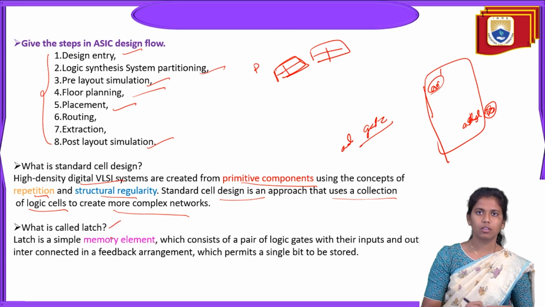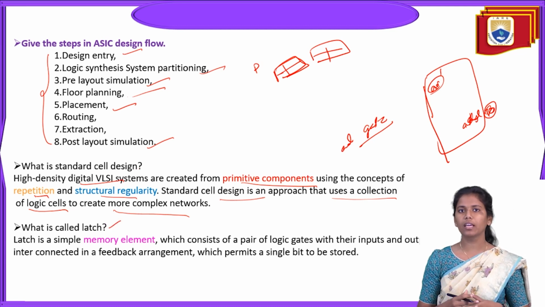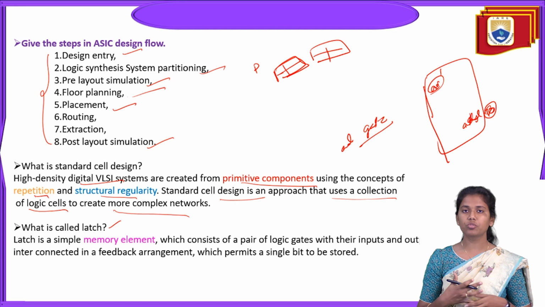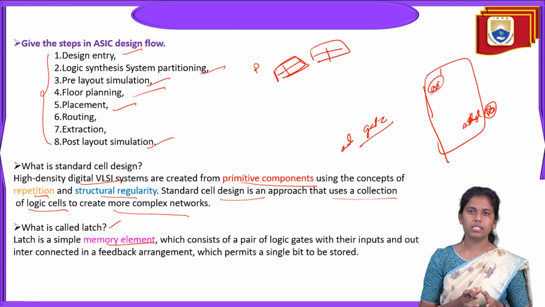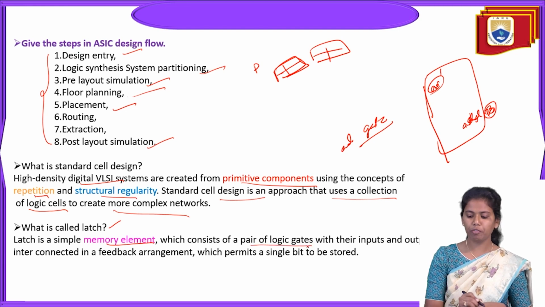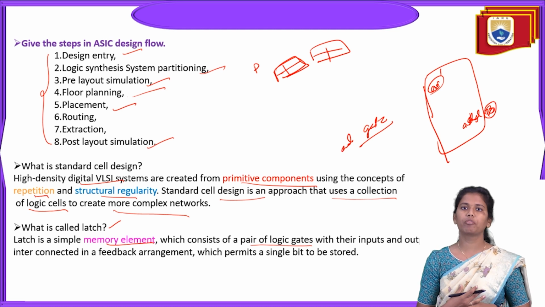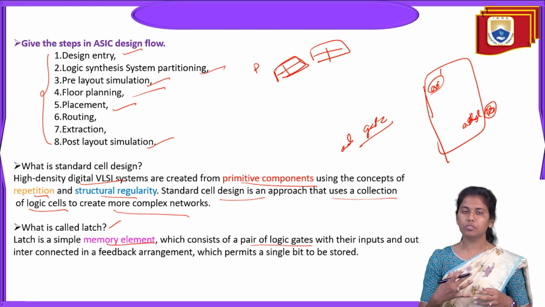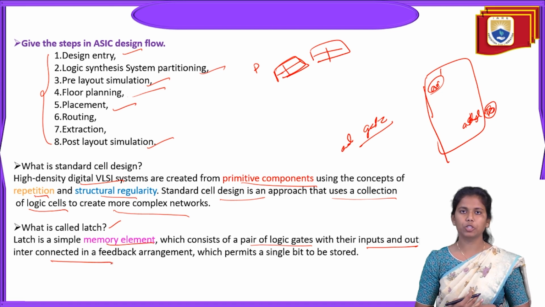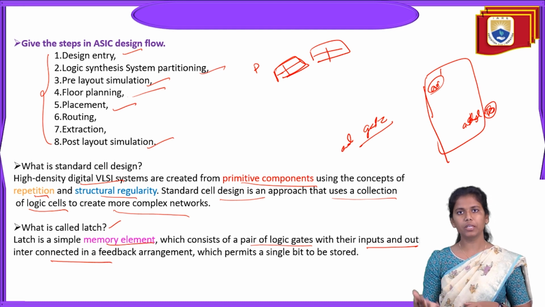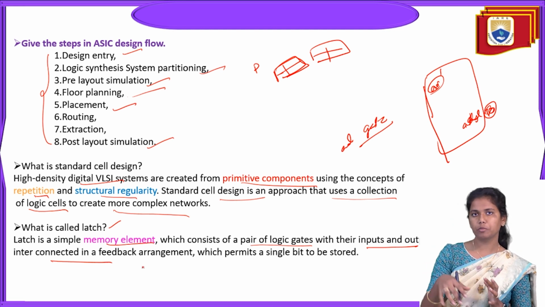Then what is a latch? We know that latches and flip-flops are storage devices. They store a bit of information. Coming to the latch, it is a transparent device. A latch is a simple memory element. It stores some information, and it consists of a pair of logic gates. It may store one bit of information, and it's a transparent block as well. Their inputs and outputs are interconnected in feedback arrangements. So in the latch, we consider some gates where the output is interconnected in terms of feedback, right?